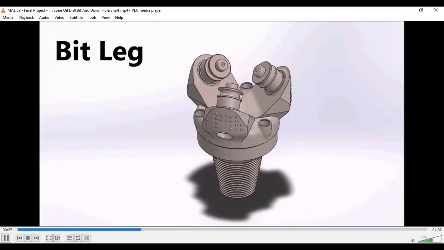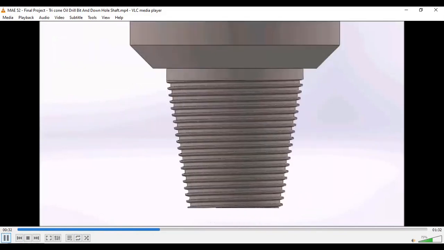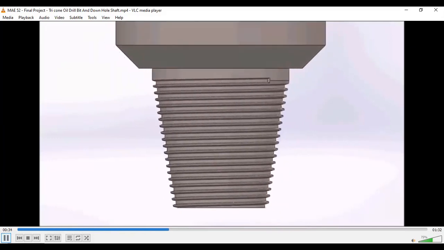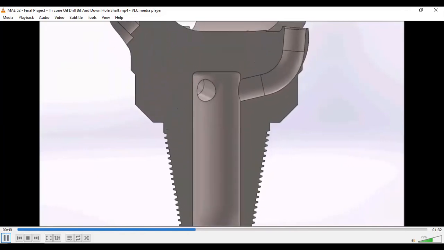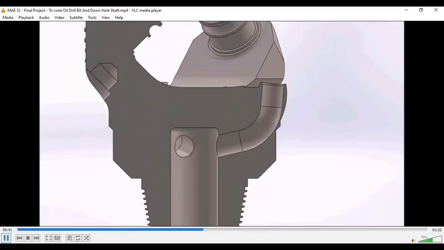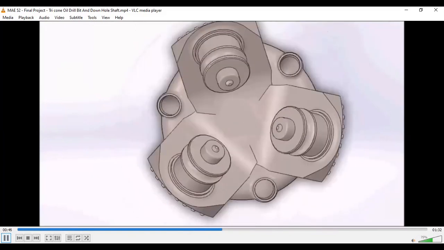Next, I designed the legs of the drill bit. This proved to be one of the more difficult aspects of the build. In order to design the threads, I first used the SOLIDWORKS helix/spiral function followed by a sweep cut. I also included an inner cavity in order to facilitate the transportation of the drilling fluid. This cavity forks out to the three nozzles at the head of the bit.